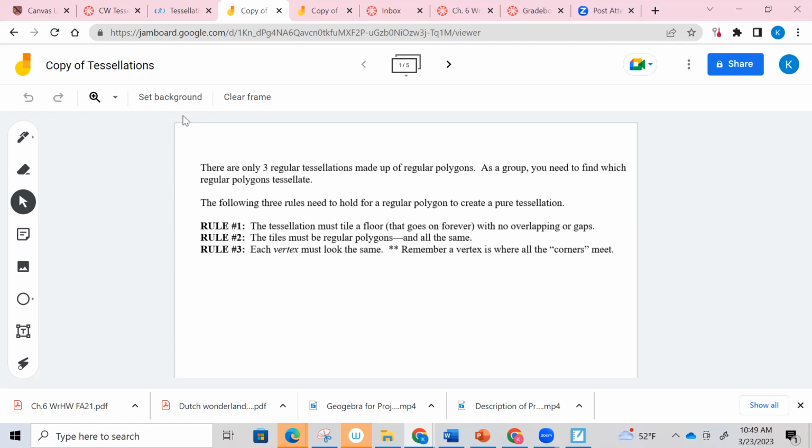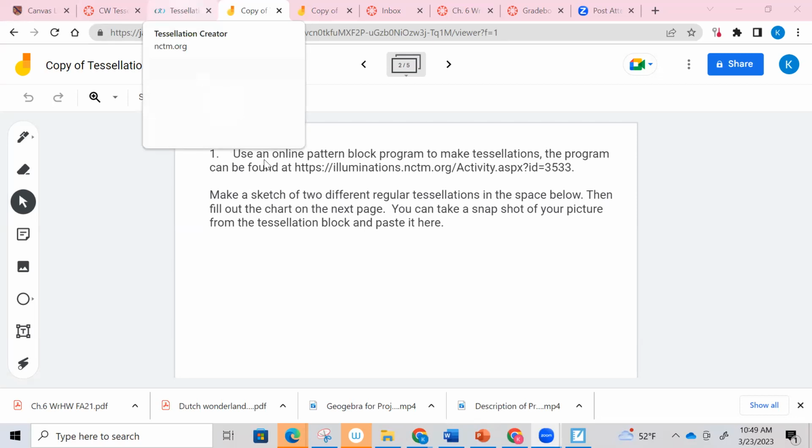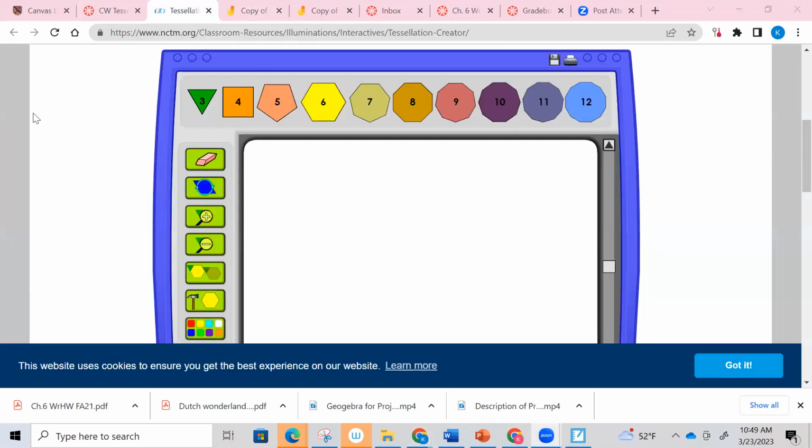So on the first video, when I explained tessellations, we talked about squares. And squares are an example of a regular tessellation. Okay. So what you're going to do is use the pattern blocks on that other link to make tessellations. And the link is also here, but I included it in the assignment so you can just click on it like I did to open it. So you are going to use this to answer those questions.